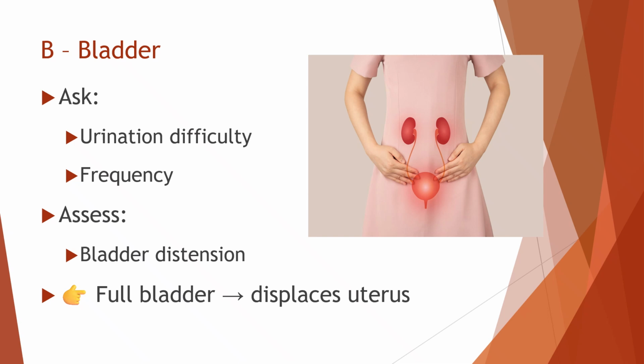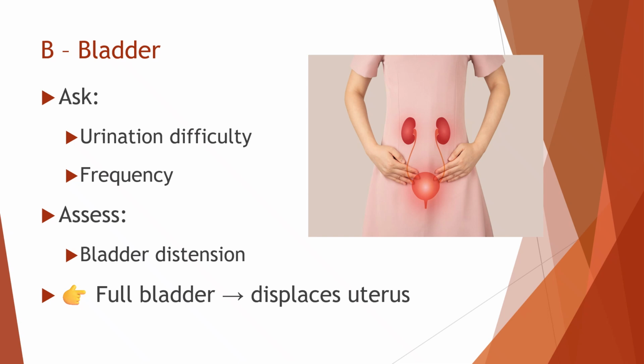Now, we move to the next step, which is B, bladder. This is also very important in postnatal assessment. First, we ask the mother about her urination, whether she has any difficulty in passing urine or any changes in frequency. Many mothers may feel discomfort or hesitation after delivery, so we need to assess this properly. Next, we assess for bladder distension.